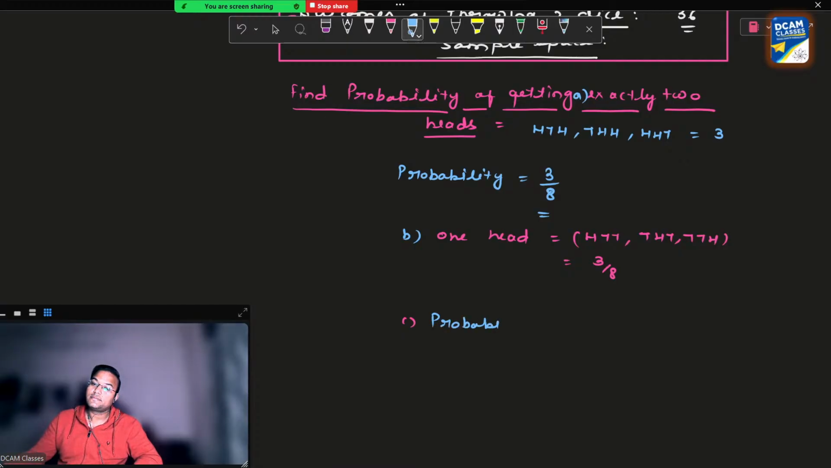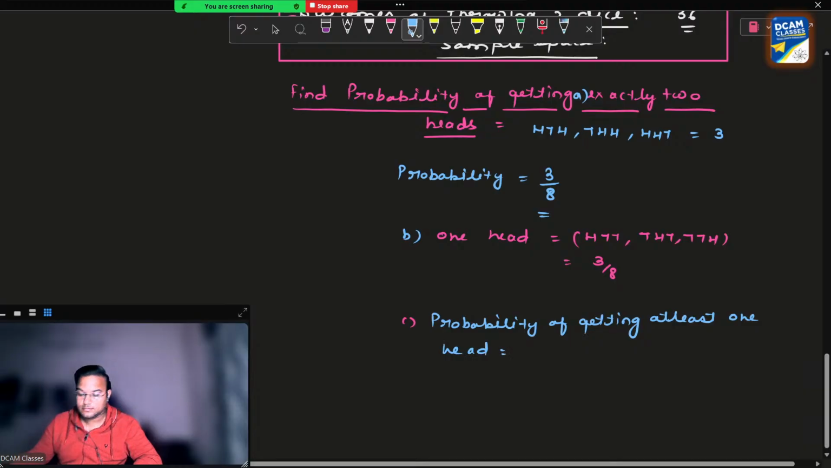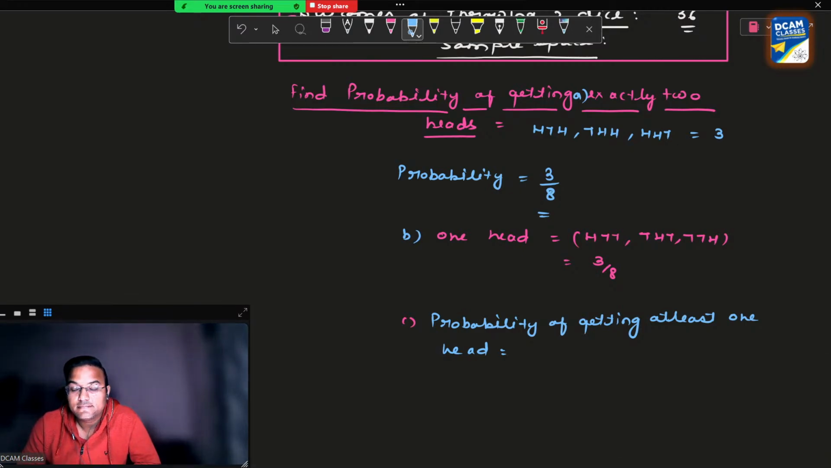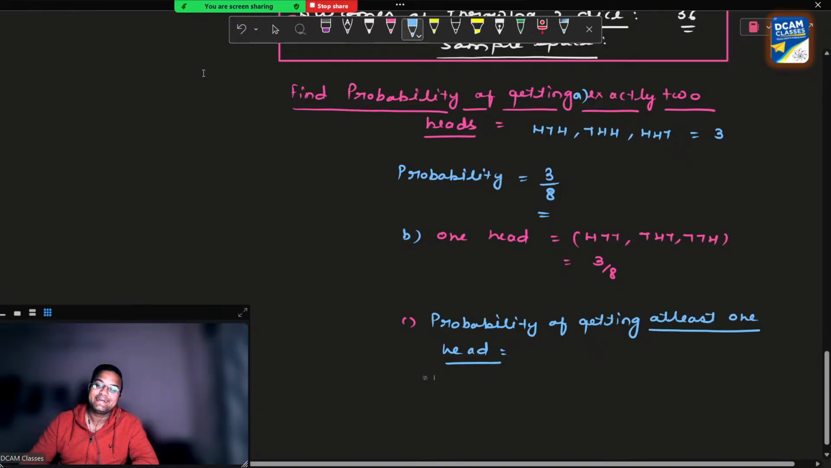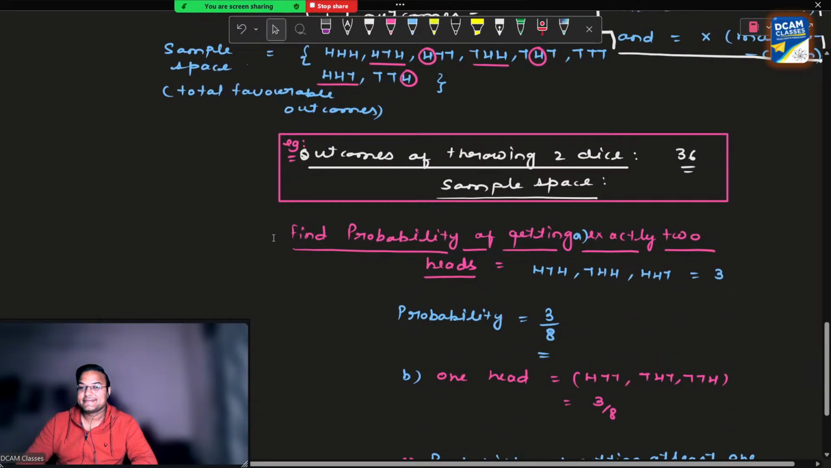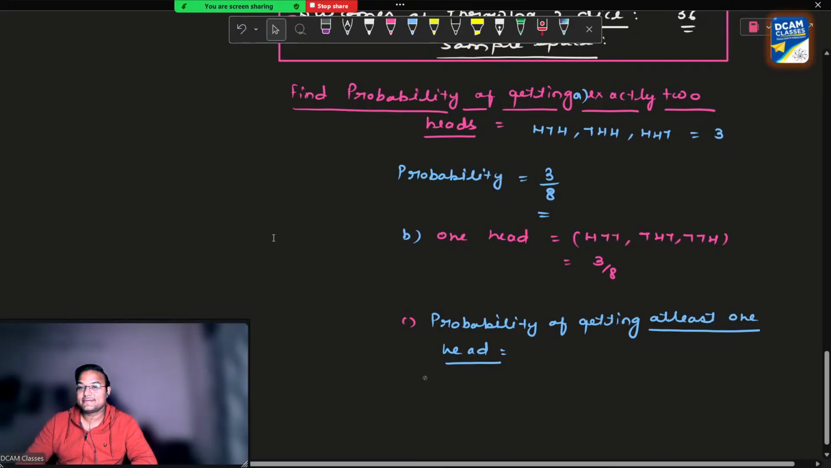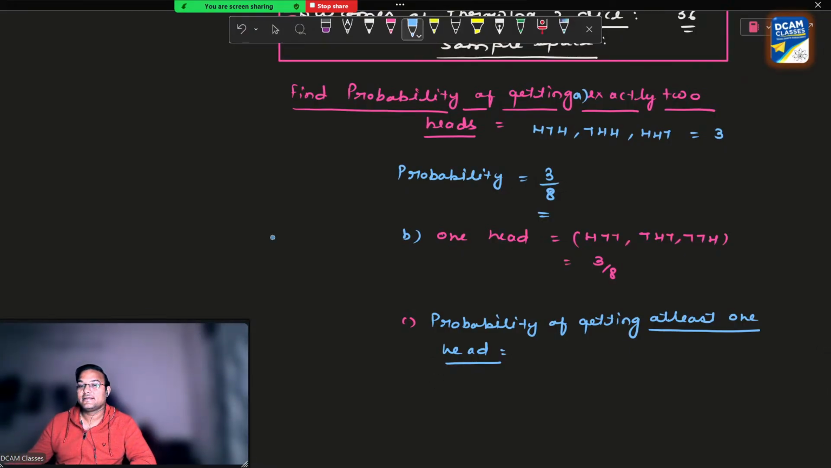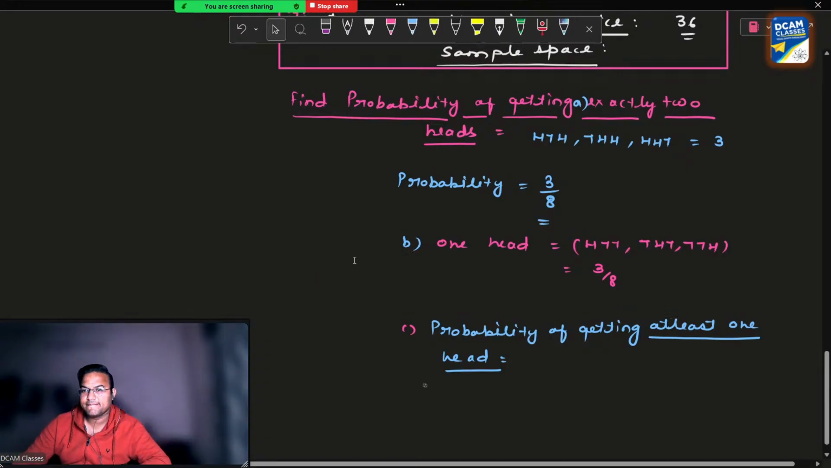Probability of getting at least one head. 7 by 8. How? At least means one and more. Only TTT does not have a head. So it's 7 by 8.